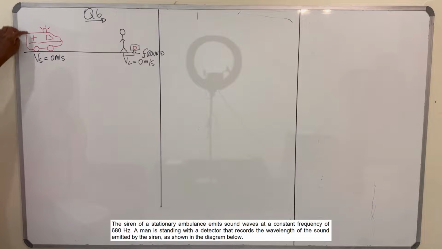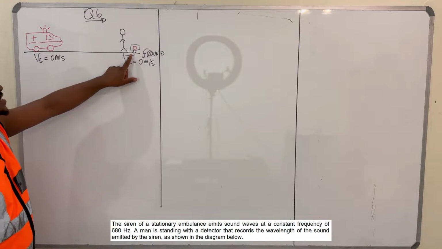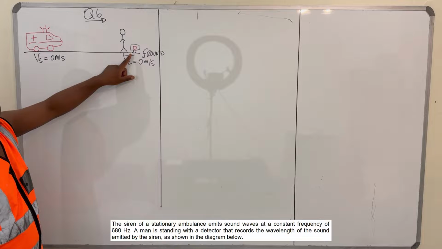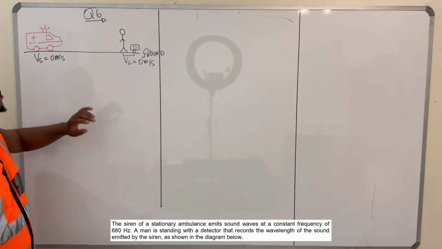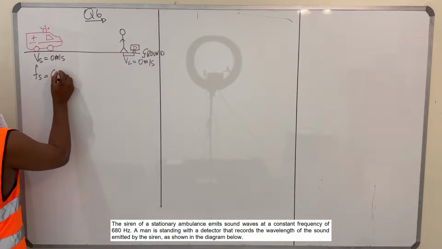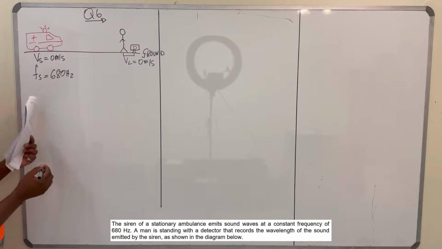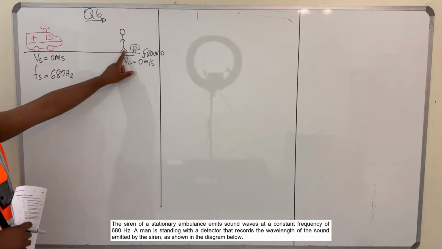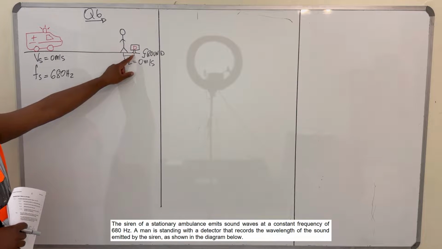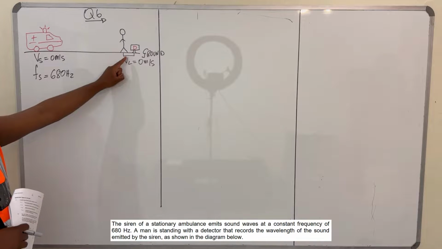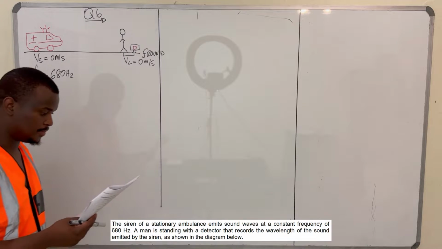So you have this ambulance, which is the source of sound, stationary. And then you have this detector, which is the observer, or you can say the listener in simple terms. So this ambulance is emitting sound waves at a frequency of 680 Hz. This is the frequency of the source. And the detector measures the wavelength of sound emitted by the siren. No problem. This is straightforward.